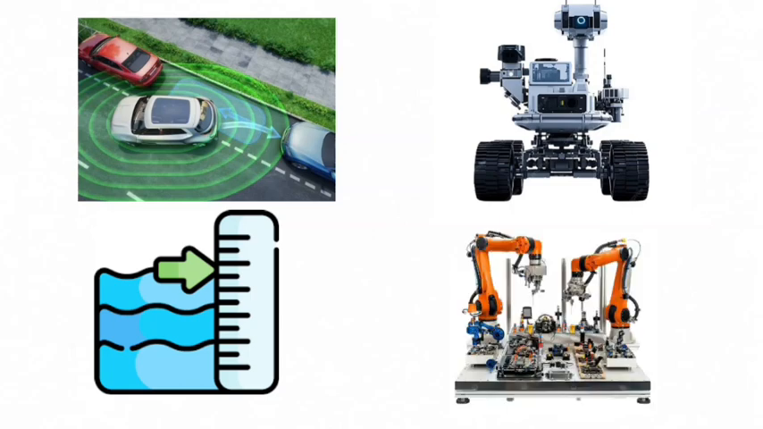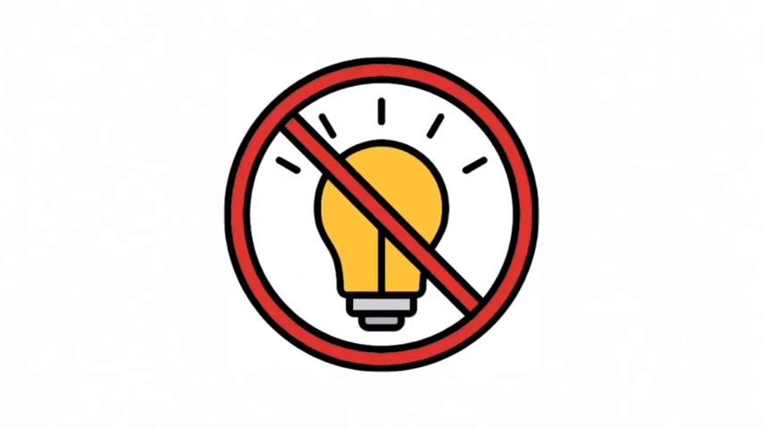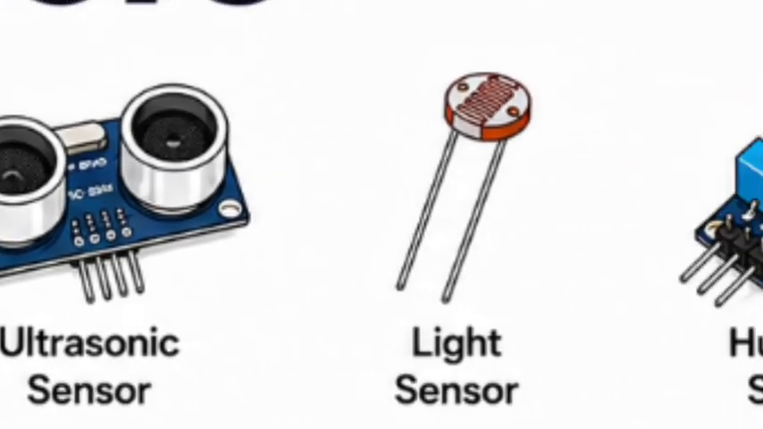These sensors are commonly used in vehicle parking assistance systems, robotic navigation, water level monitoring, and industrial automation. Because they do not rely on visible light, ultrasonic sensors can work effectively in dusty, dark, or smoky environments where optical sensors may struggle.